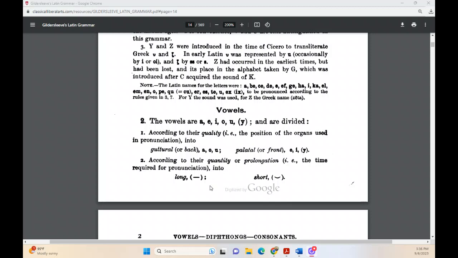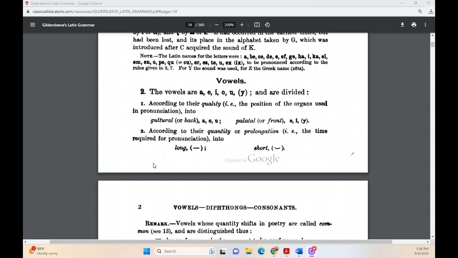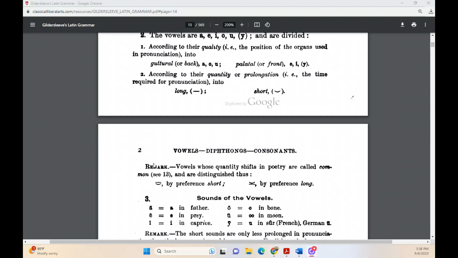The second note here says we can also divide the vowels according to quantity, how long they are. We can divide them by quantity. All right, so there are long vowels and short vowels. Now, in English, this can be confusing because we use these names, long and short, in ways that don't make any sense.